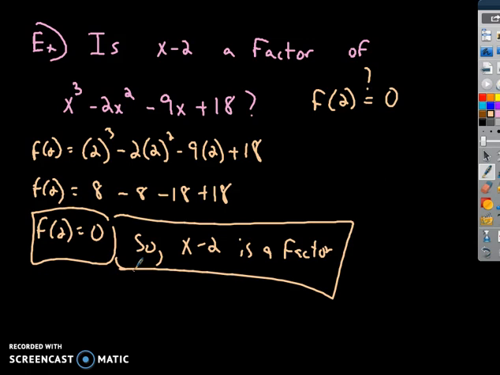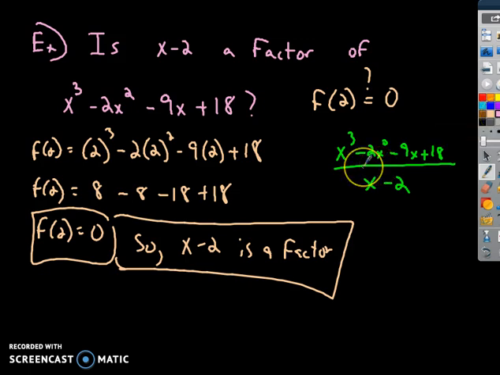Now, if that's a factor, just thinking about this, what does that mean? If that's a factor of it, that means I could divide this polynomial, x cubed, subtract 2x squared, subtract 9x plus 18 by x subtract 2 evenly. Alright, and it didn't have a remainder. So we think about factoring by grouping. This is probably factored by grouping. If I look at these numbers, I think I could tell that's going to be factored by grouping.